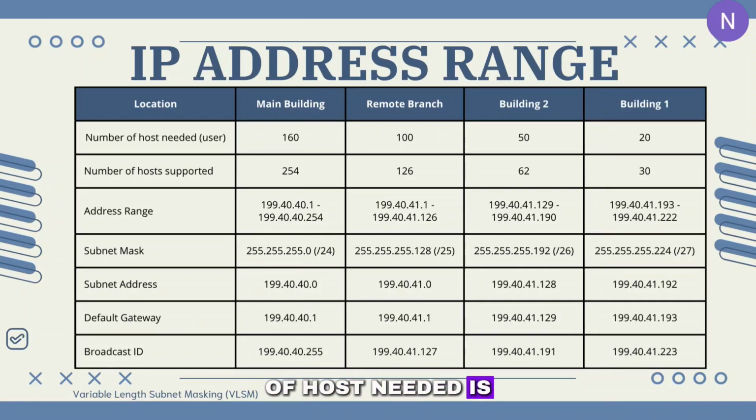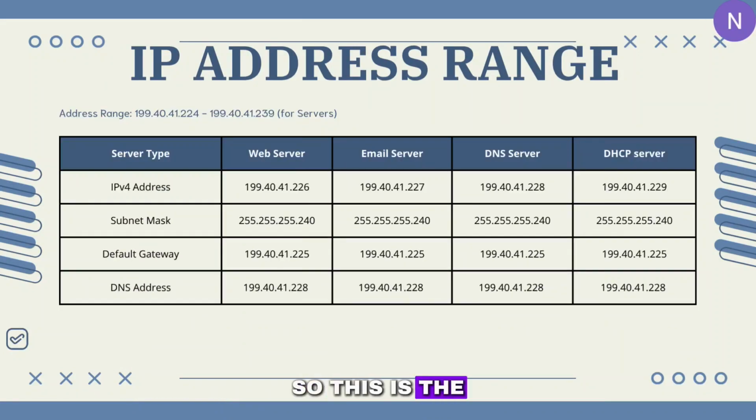The number of hosts needed is 20, and the number of hosts supported is 30. The address range is from 199.40.41.193 until 199.40.41.222, and the subnet mask is 255.255.255.224/27. The subnet address is 199.40.41.192. The default gateway is 199.40.41.193, and the last one, broadcast ID, is 199.40.41.223. Okay, so this is the IP address range for our servers.